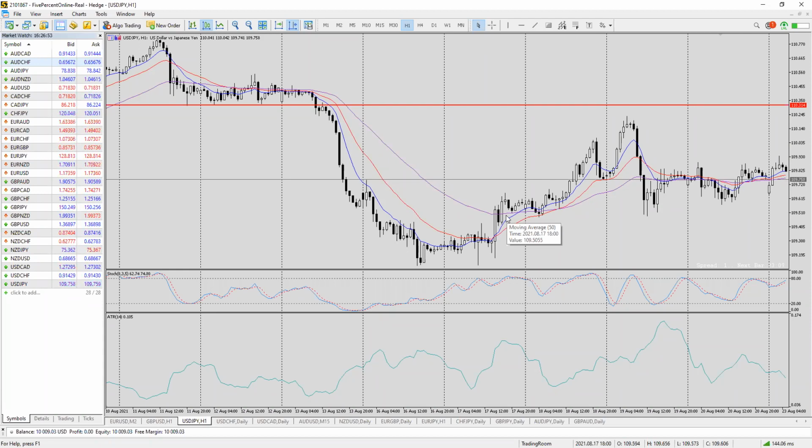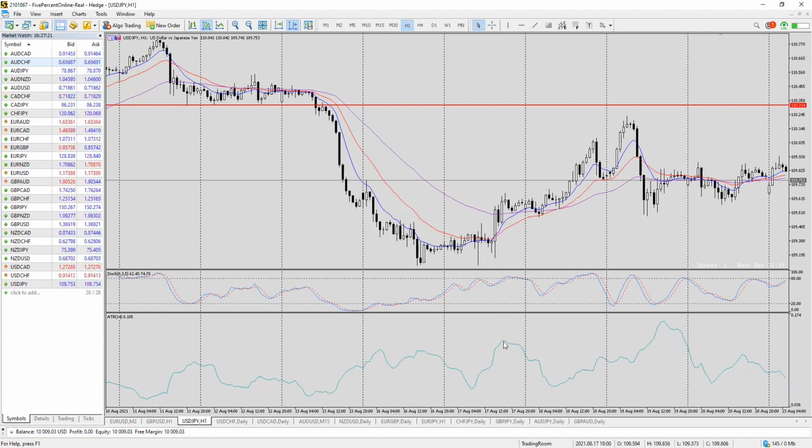Enrique, personally, I prefer exponential moving averages. It's not about better or worse. Exponential is just closer to the price and reacts faster to the price changes. But it's a matter of preference.